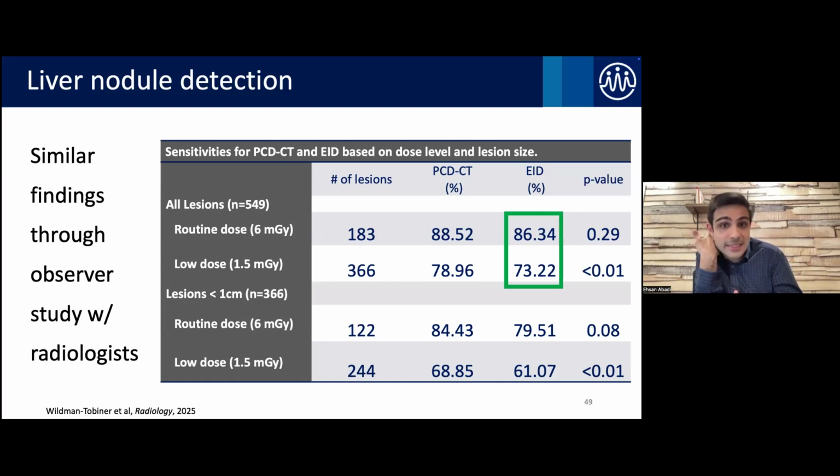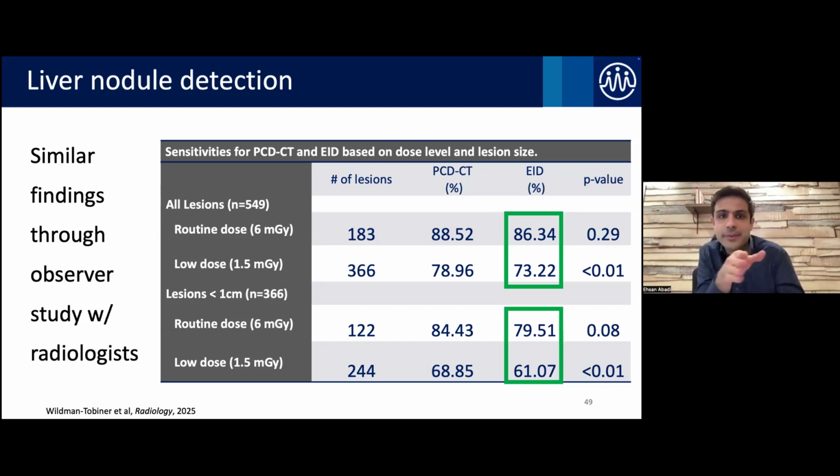The second is that 86% versus 73% is their performance on the energy integrating scanner for routine dose versus low dose. So just by changing from a routine dose to a low dose, it dropped their performance by 13%. And that's quite high. So we need to be very careful about the dose levels that we choose for liver nodule detection. And this drop was even higher for lesions that were below 1 centimeter. So for those more challenging cases, dropping the dose has a much more adverse impact.